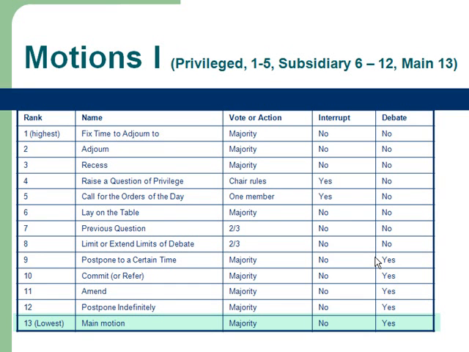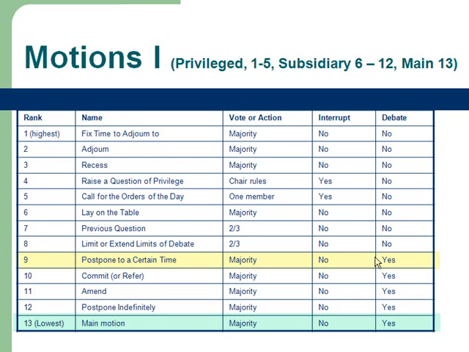We'll go back up these ranks here. So we talked about rank 12, postpone indefinitely, rank 11, amend, rank 10, to commit, rank 9 is to postpone to a certain time. So we could take this decision once it came back from committee and say, well, I think we will talk about this at 11 a.m. So someone could rise and make a motion to postpone to a certain time. As you can see, it's a majority vote, non-interrupting, and debatable.